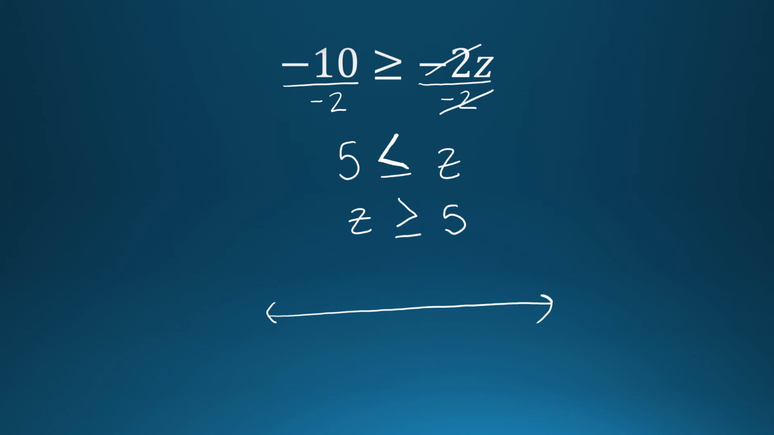When we graph the inequality, I'm going to just sketch out a real quick number line here. 5 is about right here, and we're going to have a closed dot since it's greater than or equal to, so we fill in our dot at 5. And then it's everything bigger than 5, so we're going to shade it to the right.